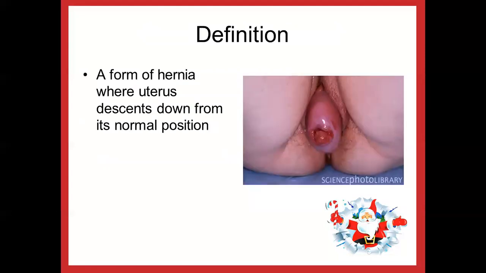So moving on to our next condition, that is prolapse of the uterus. Prolapse of the uterus is a form of hernia where the uterus is displaced from the normal position and descends downwards. When an organ is misplaced from its position, we call it a hernia. So here the uterus is misplaced from its normal position and descending down. That is prolapse of the uterus.